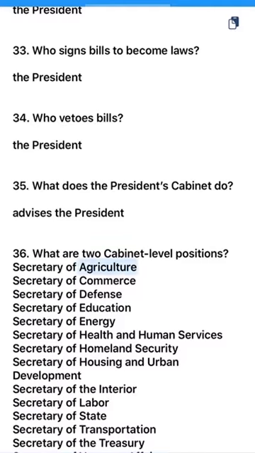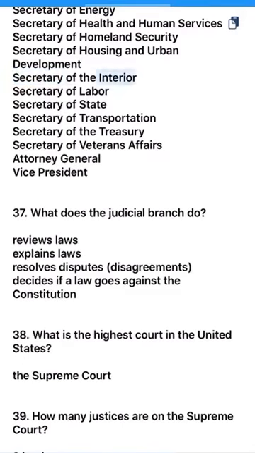36. What are two cabinet-level positions? Secretary of Agriculture, Secretary of Commerce, Secretary of Defense, Secretary of Education, Secretary of Energy, Secretary of Health and Human Services, Secretary of Homeland Security, Secretary of Housing and Urban Development, Secretary of the Interior, Secretary of Labor, Secretary of State, Secretary of Transportation, Secretary of the Treasury, Secretary of Veterans Affairs, Attorney General, Vice President.